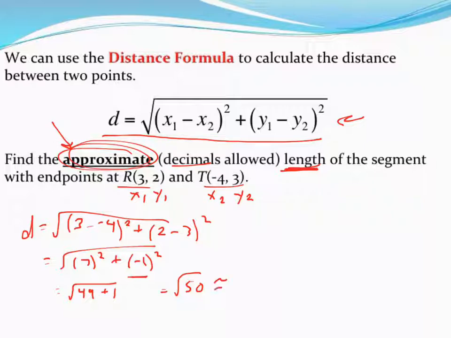So I'm going to put my approximate symbol down. I usually round to 2 decimal places unless it says otherwise. That comes up to be about 7.07 units. We don't know if it's inches or feet, so we'll just say units for right now.